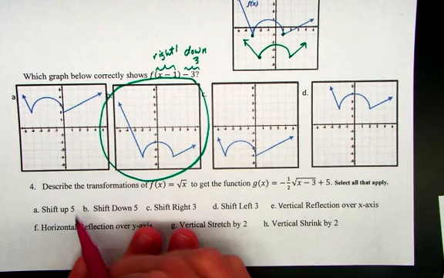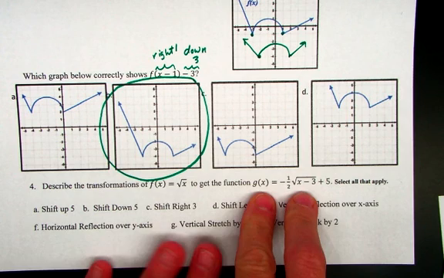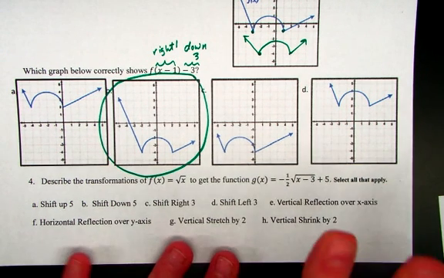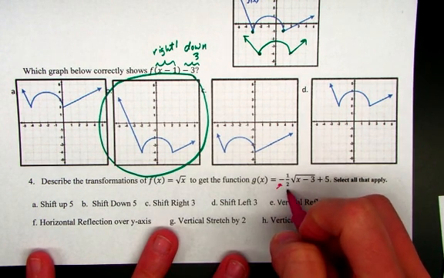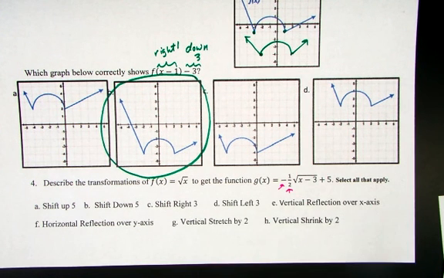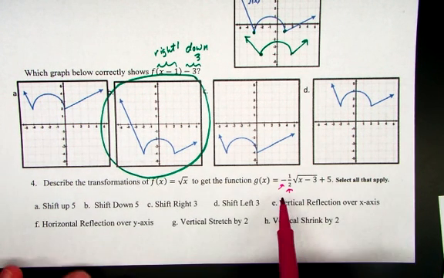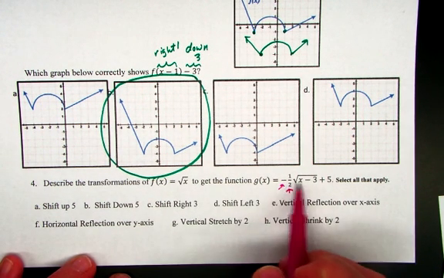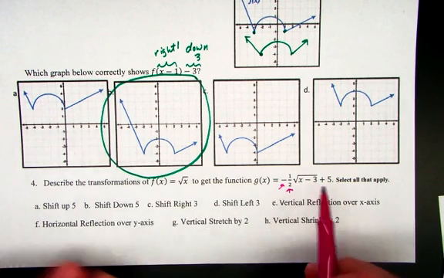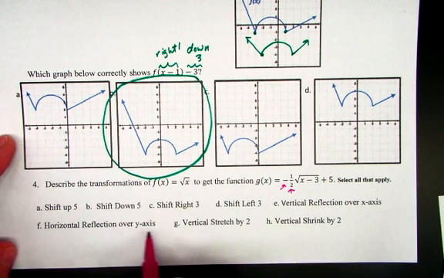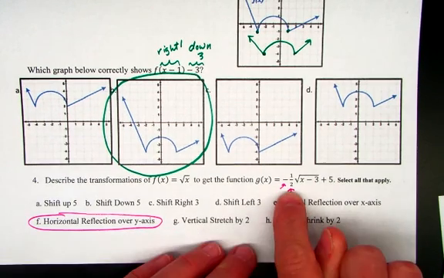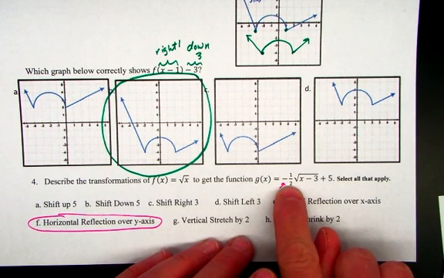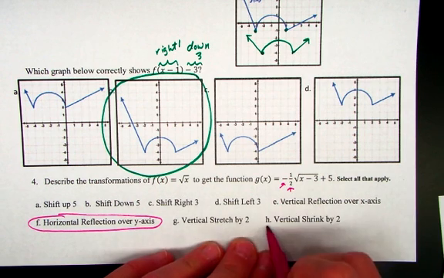Okay, so we want to describe the transformation to get this function. We're going to select everything that applies. So first of all, we always want to start with the reflection and then this shrink here. Because this is on the outside of the square root function, that's going to be a reflection over the y-axis, so that's f. We do that first. Every y value is going to be half as much, so this is going to be a shrink by a factor of 2. That's this guy.